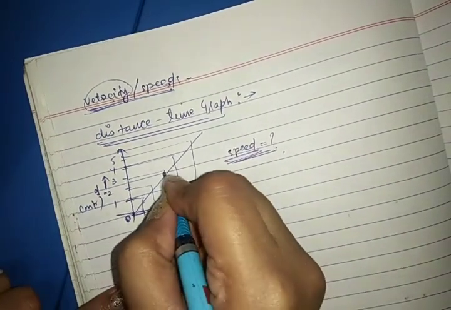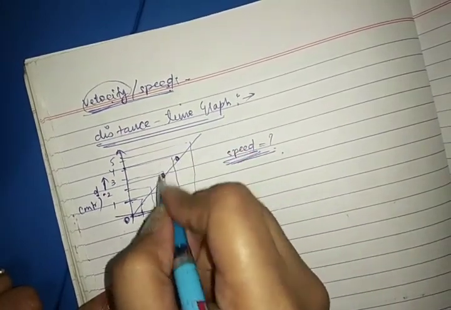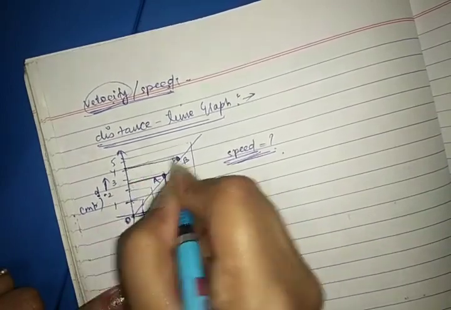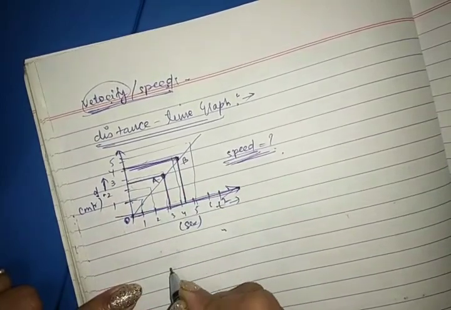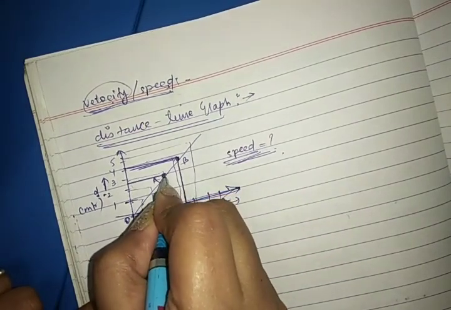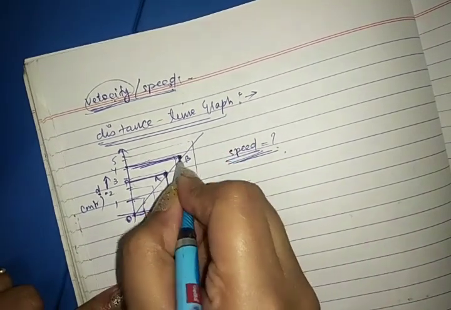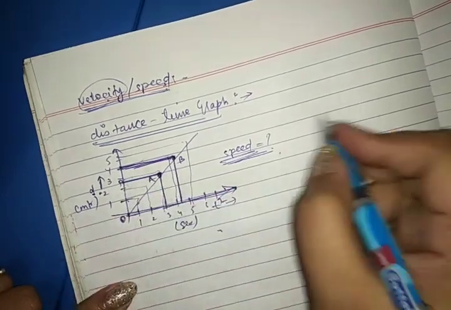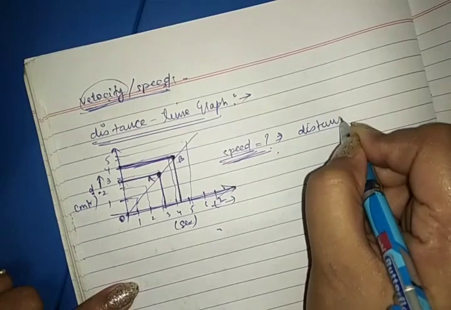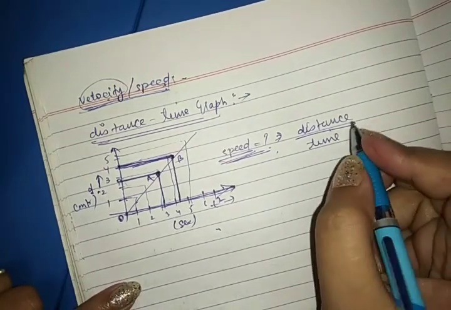So you will take 2 points, and after taking these 2 points, say this is A and this is B, draw the perpendicular on both of the axes like this, right? So you can see that at point A the distance is 3 meter, and at point B the distance is 4 meter. So the formula of speed is distance upon time, right?